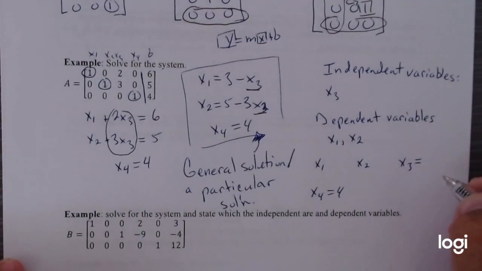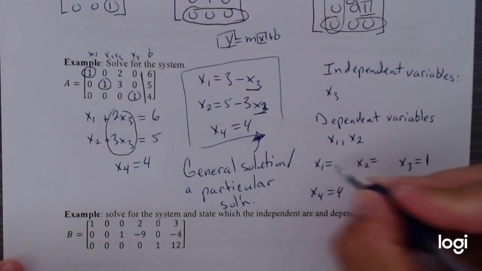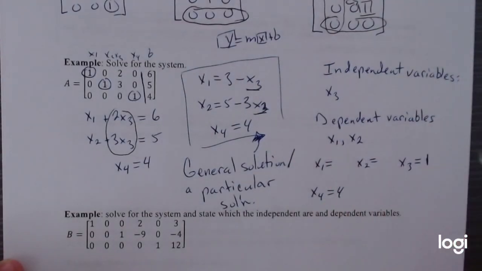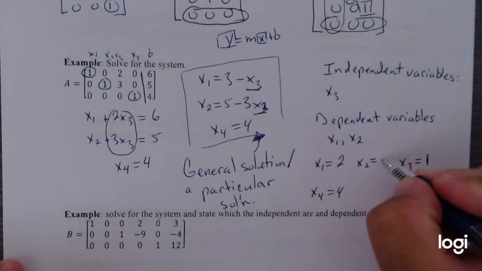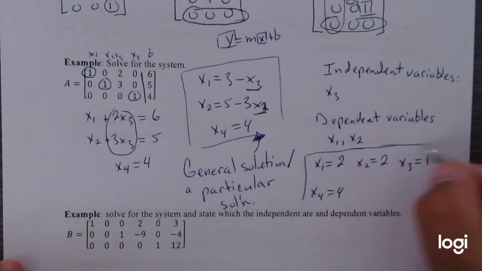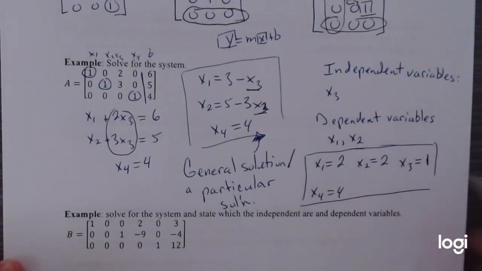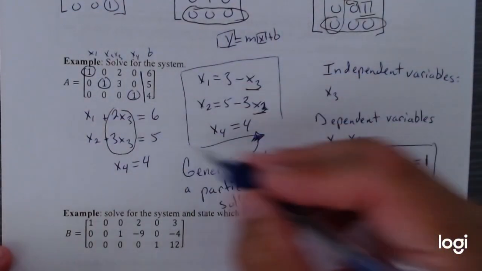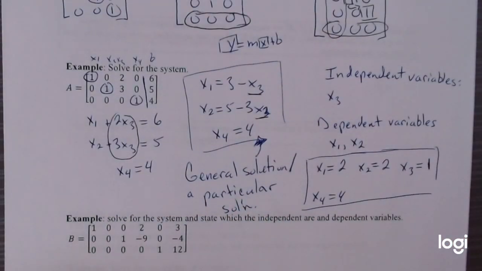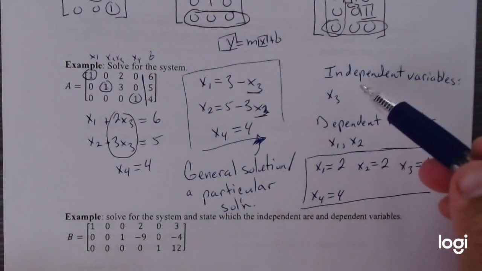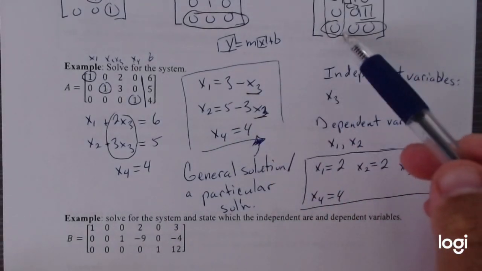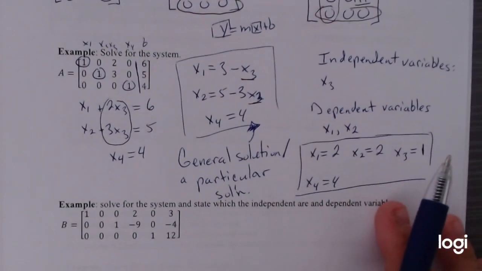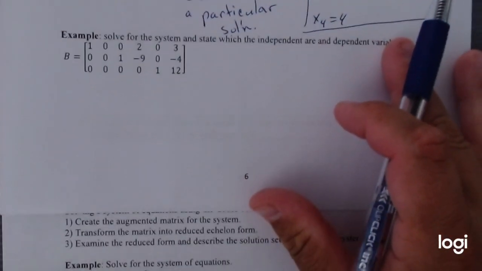So I'm going to pick x3 to be, let's say, 1. So now I just plug it in. So 3 minus 1 is 2, and 5 minus 3 is 2. So this will be our particular solution if x3 is equal to 1. And this will be our general solution in all cases. So now we can figure out if it's an independent variable or a dependent variable based off our solution set. And that'll get more important when we get to more complicated examples. Okay? So let's try another one out with more variables involved.